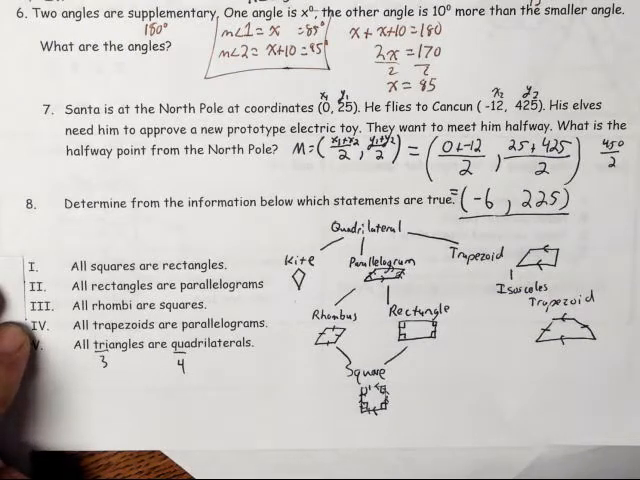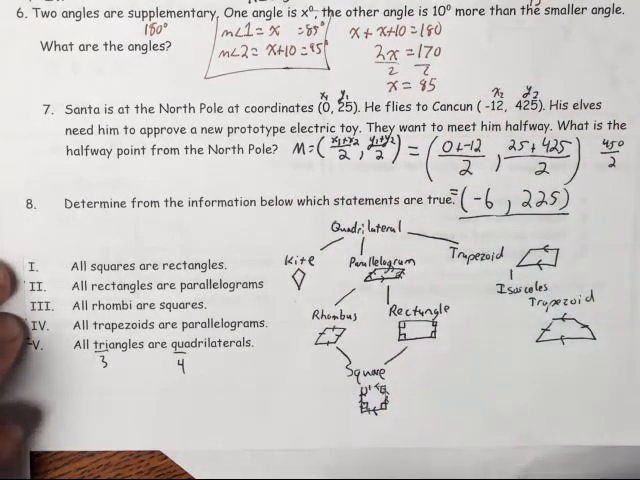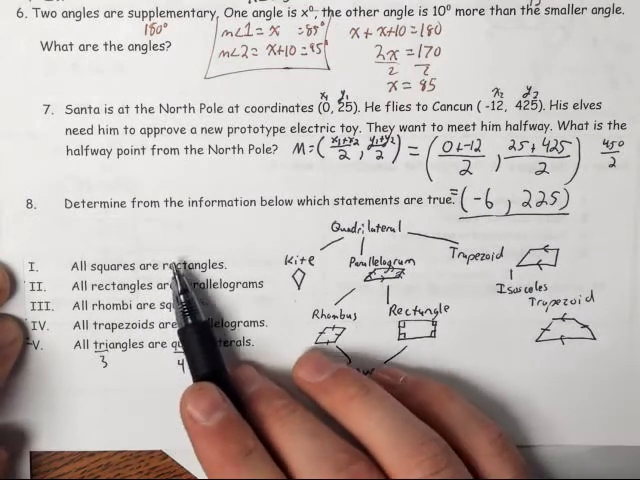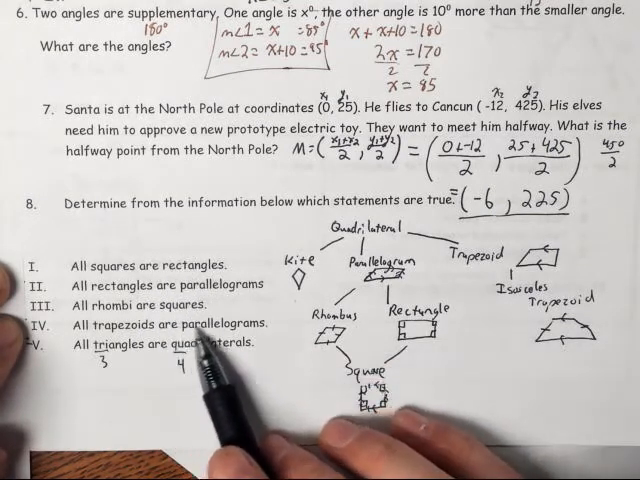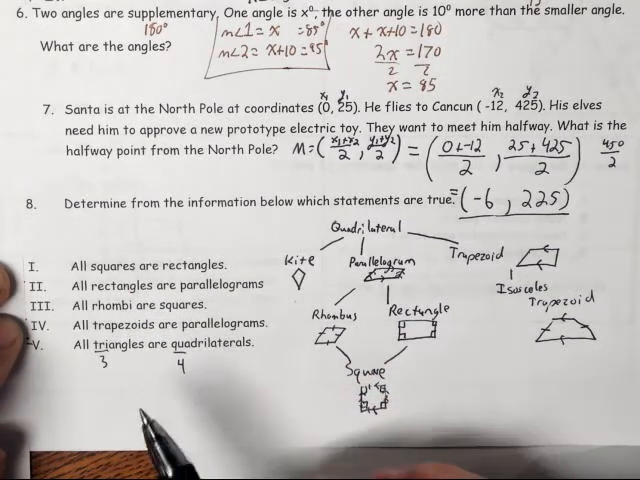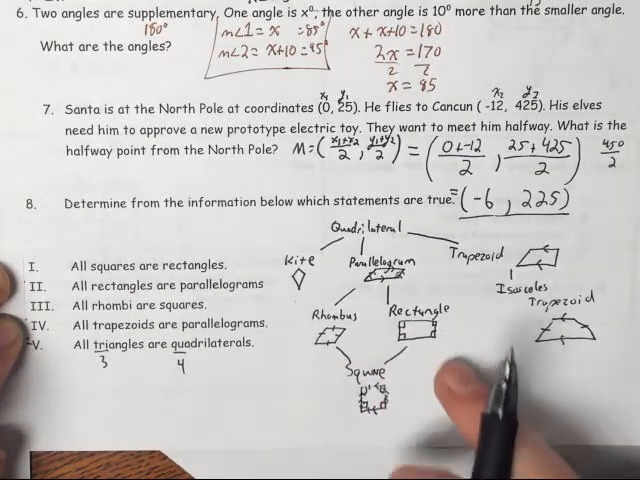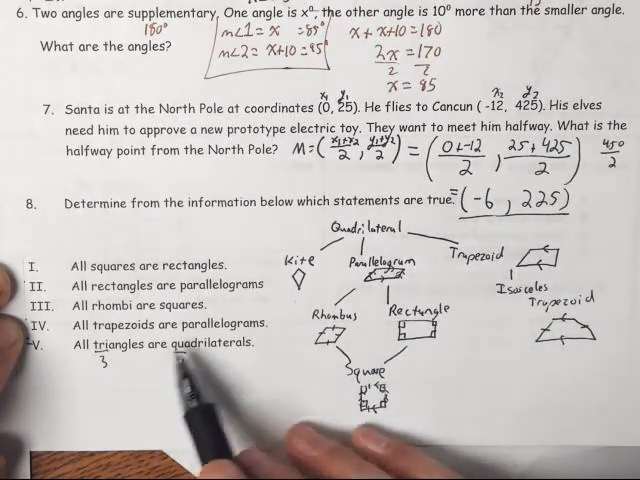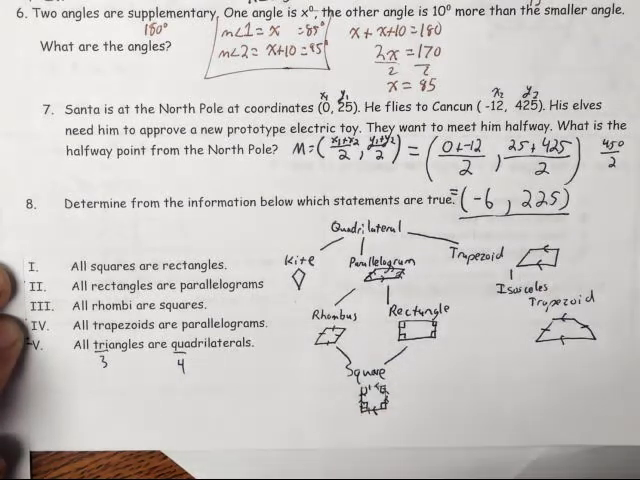All right, number 8 is a whole bunch of true and false questions. The thing you want to notice about all of these is that the first 1, 2, 3, 4 are all about our quadrilateral hierarchy, which is why I went ahead and drew my hierarchy over here so we could make sure we knew what was going on with it. Now, the last one is about triangles and quadrilaterals, and we'll come to that one as we get there.